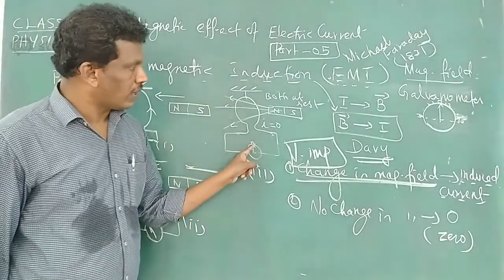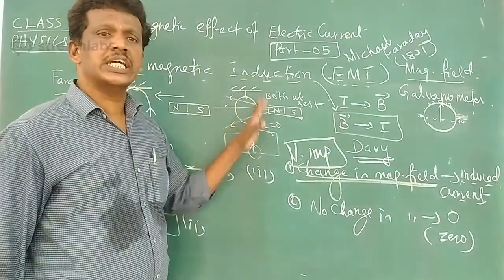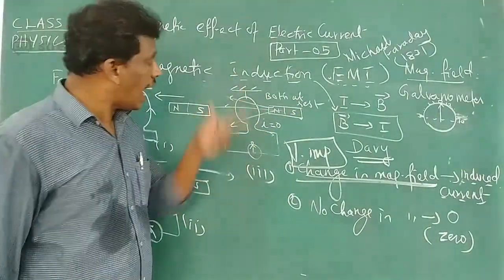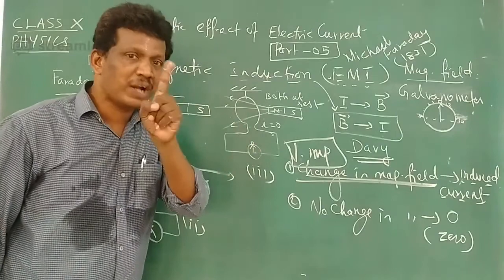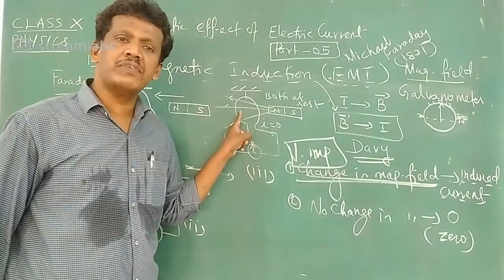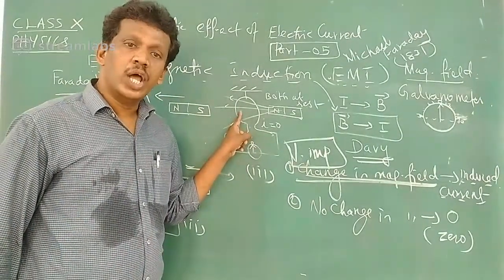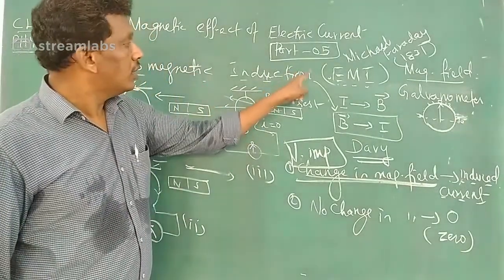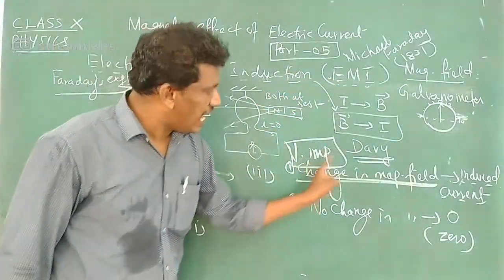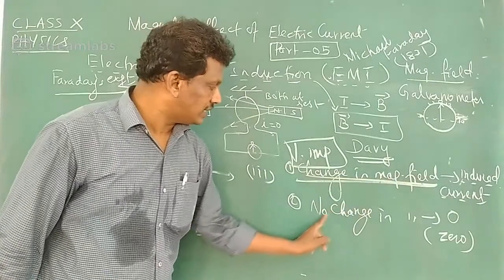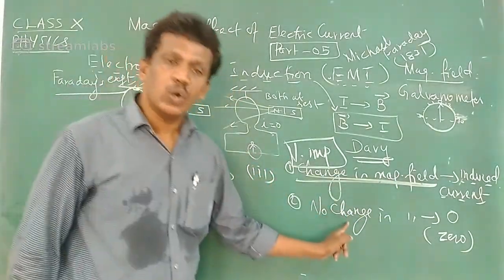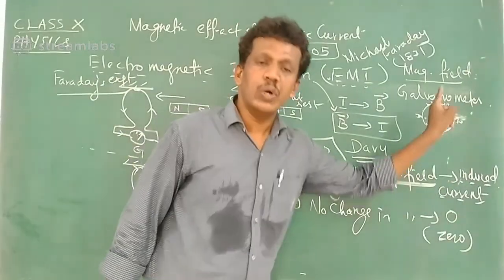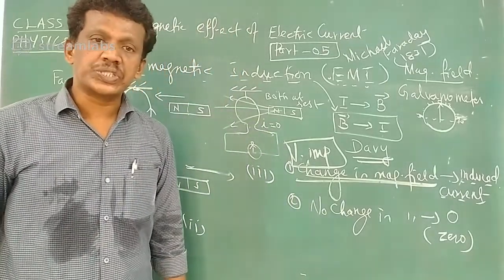Okay, in this case what happened? Both are at rest, no current. You have the magnetic field with the loop, with the coil, a very important point. But what is the condition for electromagnetic induction? Change in magnetic field. What is the change in magnetic field in this case? No change. So zero. No current is induced.